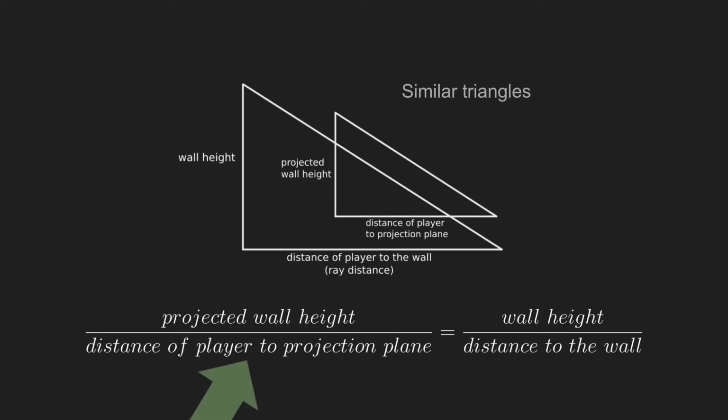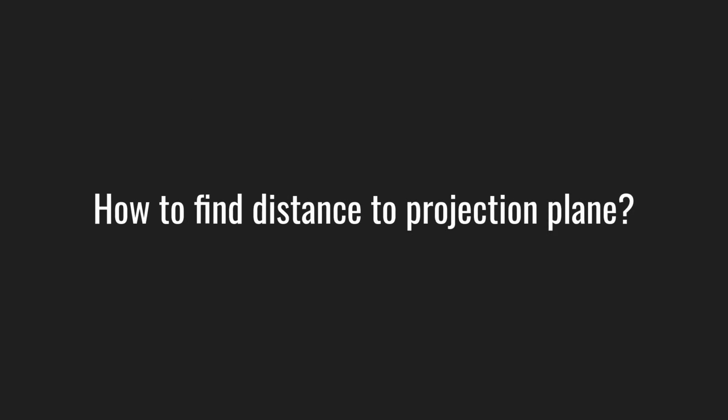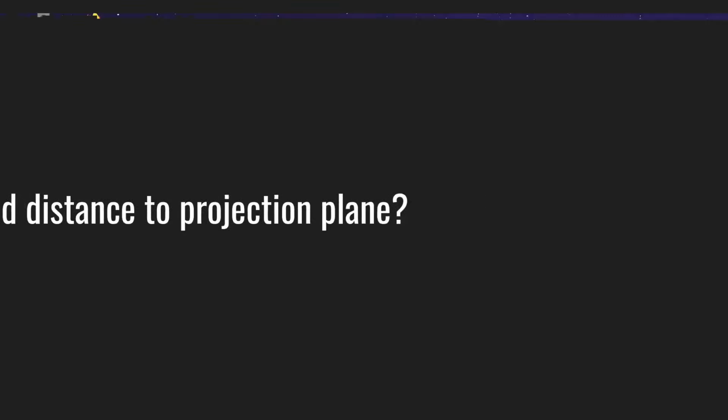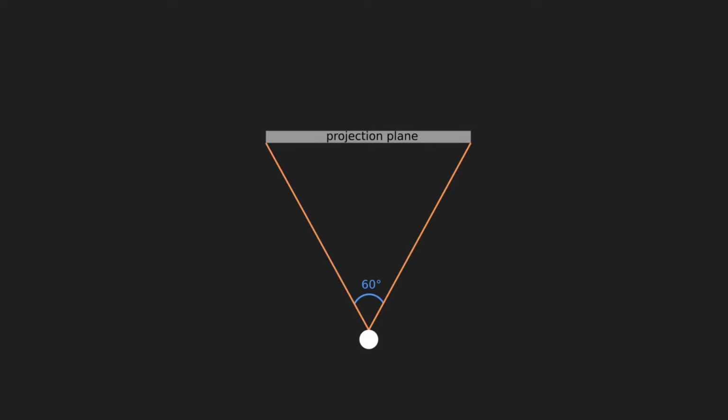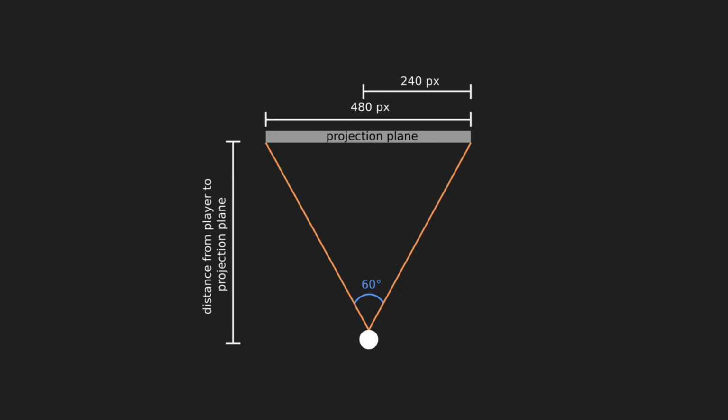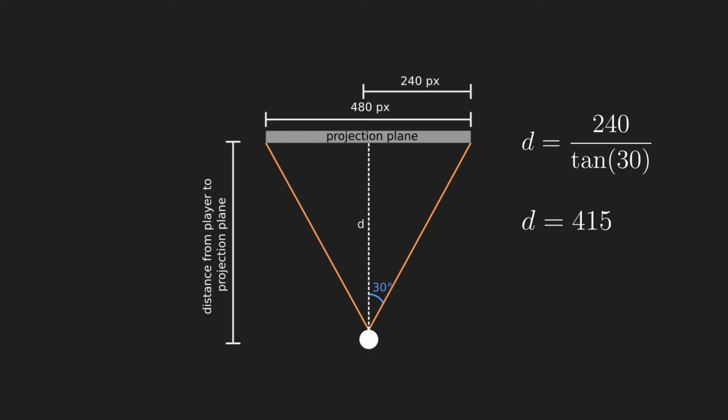However, we don't know the distance of the player to the projection plane. How to find the distance to projection plane? The projection plane is just a fancy term to define the screen or the window. Here we can see our player's field of view, which is 60 degrees. 480 pixels is the width of our screen, and half of it would be 240 pixels. And here is what we want to find, the distance from the player to projection plane, which I'm going to call D. We can find out that D is going to be half of screen width, which is, in this case, 240, over the tangent of half the field of view angle, which is 30 degrees in our case. And this will result in a value of approximately 415.